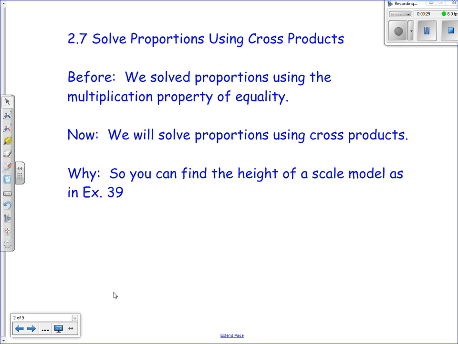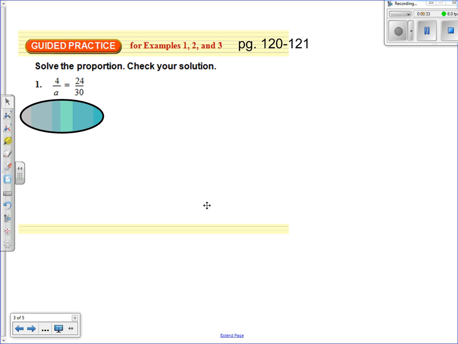We talked about scale factor. Scale factor sometimes works. Sometimes it's easier to use cross product. Problem number 1 here, my first example, goes in your book along page 120. You might be able to say, you know, Miss Crowley, I can do this using a scale factor, and that's absolutely fine. But since our focus is cross product, that's what I'm going to focus on.